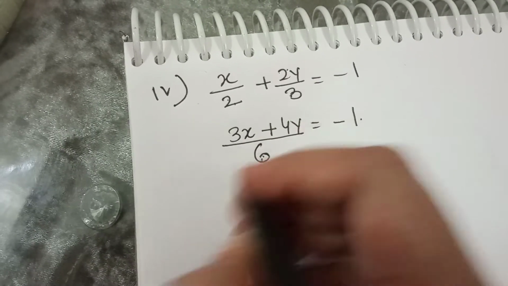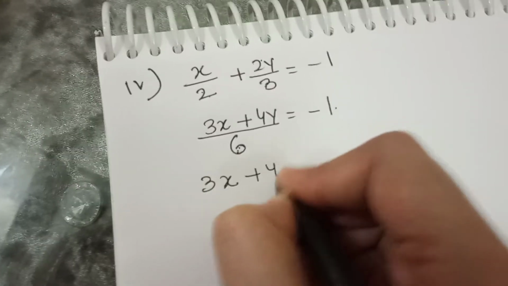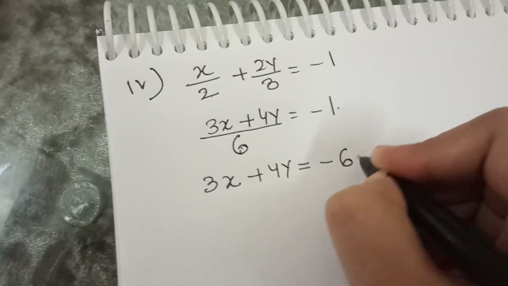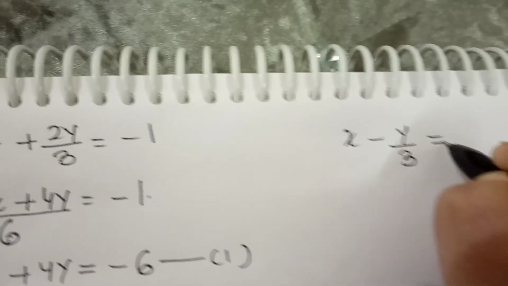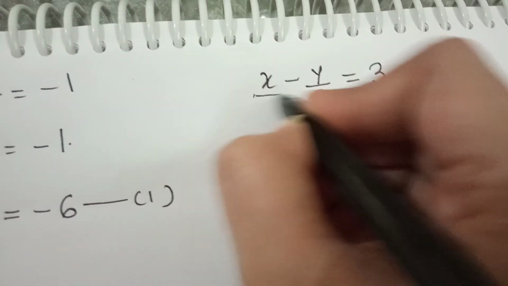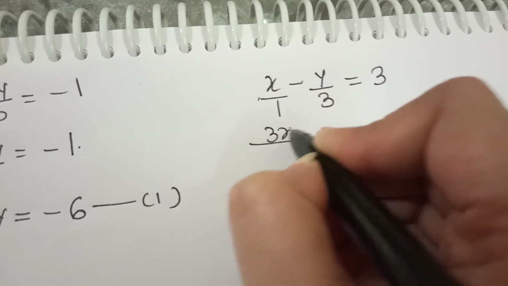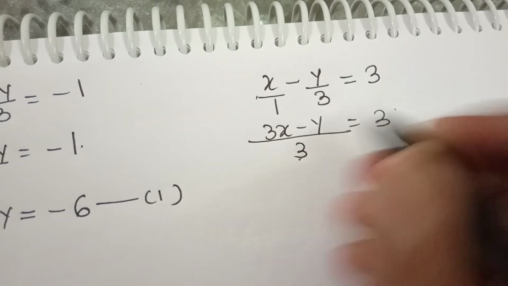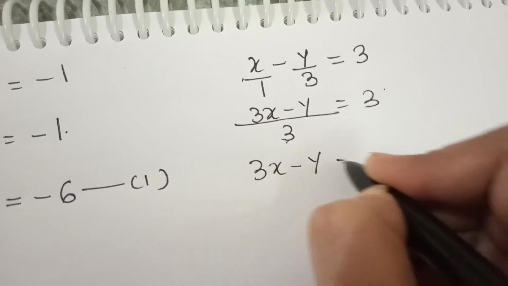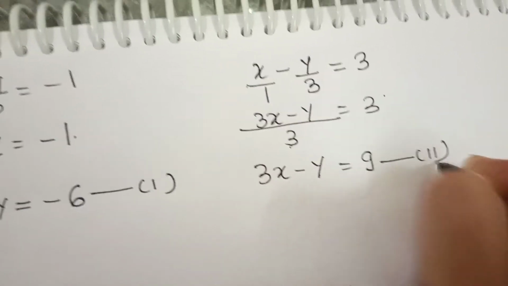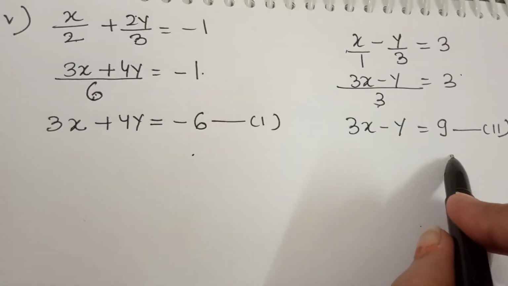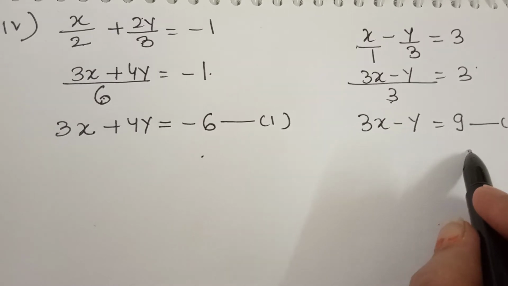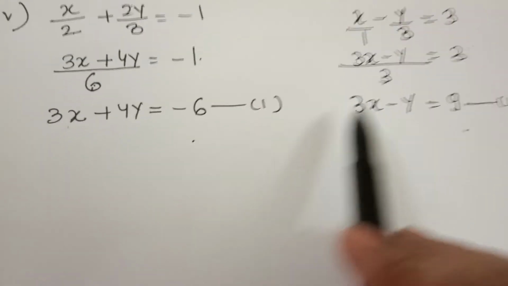Now this 6 we will shift here in multiplication. So the equation is 3x plus 4y equal to minus 6. So this is your first equation. Clear hai? Now second, x minus y upon 3 equal to 3. Again LCM. So it will be 3x minus y equal to 3. Shift this there. So 3x minus y equal to 9. Second equation. Now you see in your first and second equation, no need to do that step of converting any one variable into like terms.